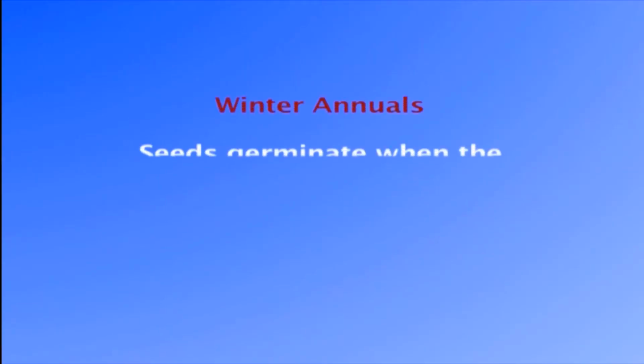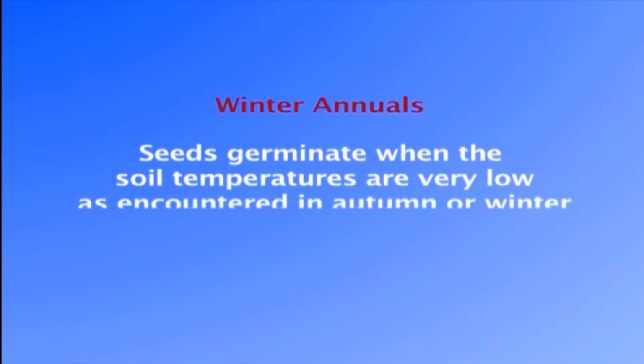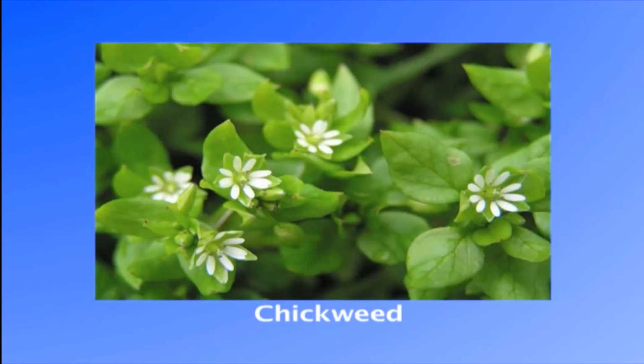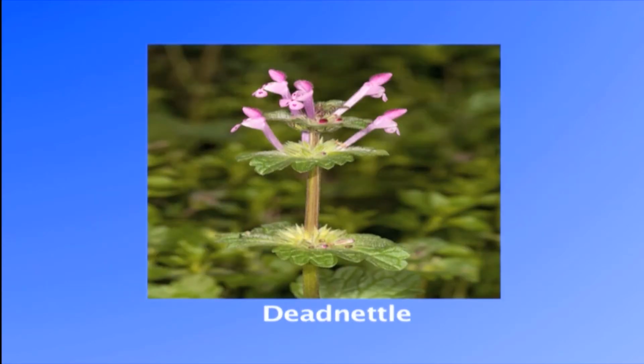The seeds of winter annuals germinate in soils when the soil temperatures are very low as encountered in autumn or winter. The winter annuals grow close to the ground under snow cover and then utilize the warm periods of winter after snow melt to grow and complete their life cycle. The common examples of winter annuals are wintercress, chickweed and dead nettle.